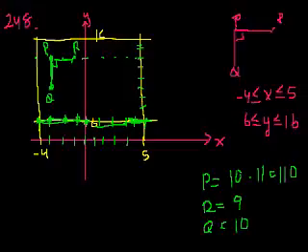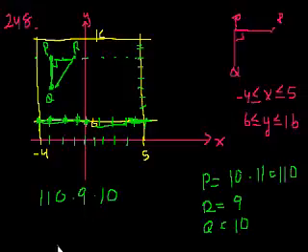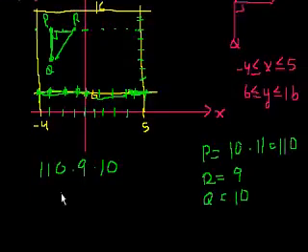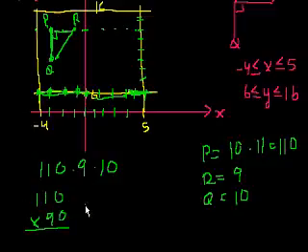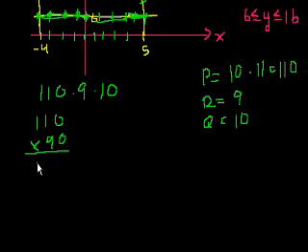So if we want to know the total number of potential triangles like this, there are 110 potential places to put P. Once we've put P, there are 9 potential places to put R. And once we've put P, there's also 10 potential places to put Q. So this is 110 times 90. That's the same thing as 11 times 9 with 2 zeros, right? So 99 with 2 zeros, which is choice C.